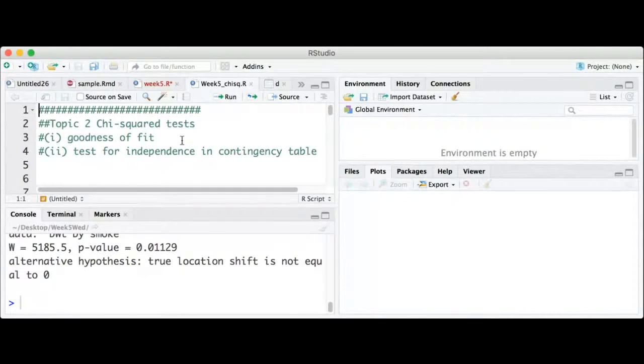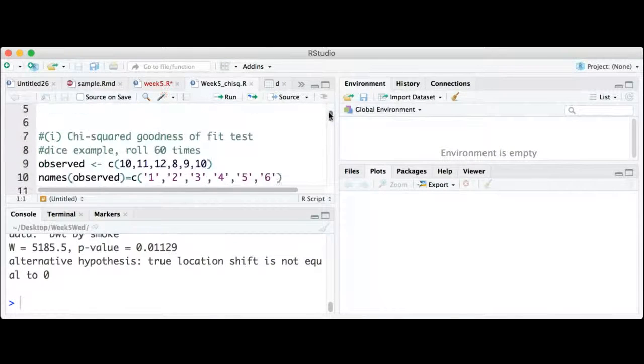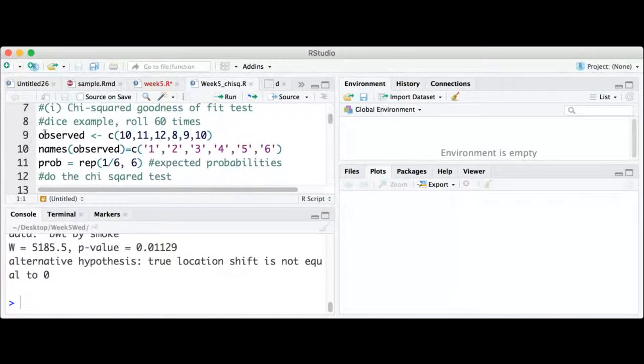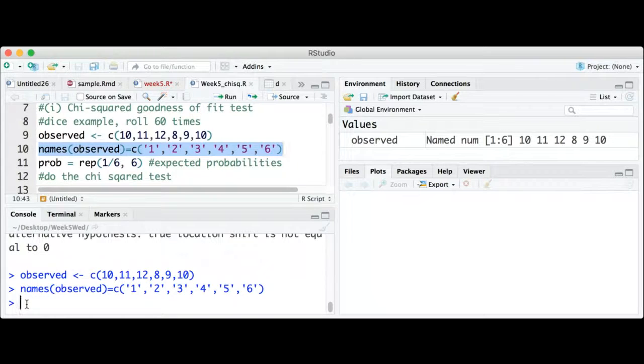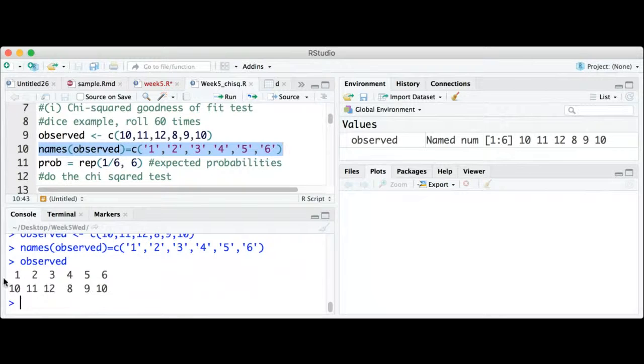Okay, so chi-squared tests. First one's the goodness of fit. They're just comments. And here's my dice example. Here I'm just inputting the data by hand, and just for tidiness, I'm going to give names to that data. So if I type observed down here, you can see for 1, I got a count of 10, for 2, a count of 11, for 3, a count of 12, and so forth.